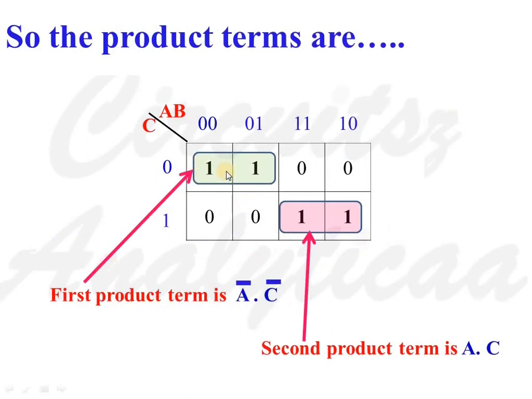So these are the two product terms. First product term is A bar C bar and second product term is AC.